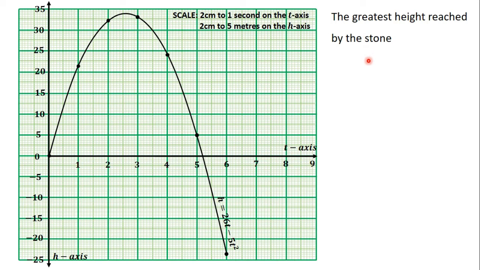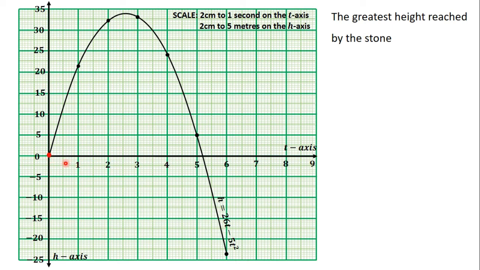In the question, we are told that a stone is projected into the air from the ground. The starting point of the stone will be at the origin. We are going to use this red dot to represent the stone. At the origin, the height of the stone is 0 and the time is also 0. So the origin will be the starting point. It means that this horizontal major grid line, which is the t-axis, represents the ground. So at this point, we can say that the stone is on the ground. From the question, we are told that the stone was projected into the air. That is, it was thrown into the air.